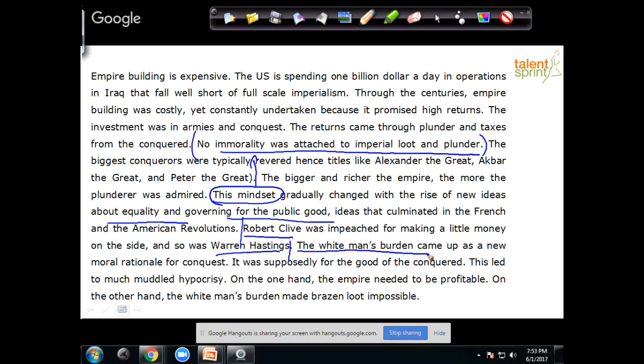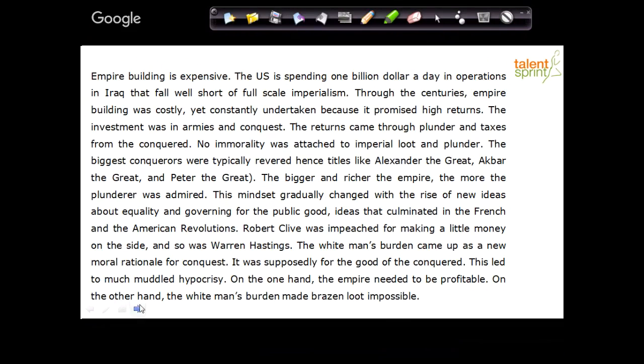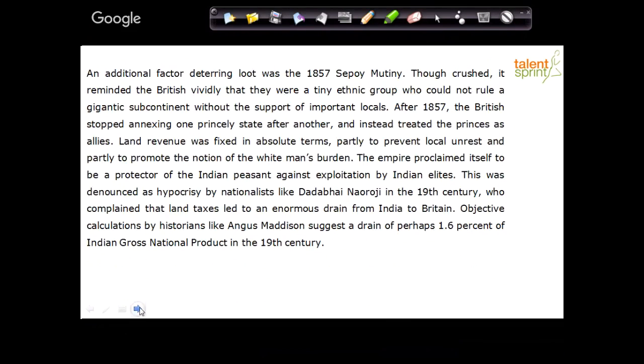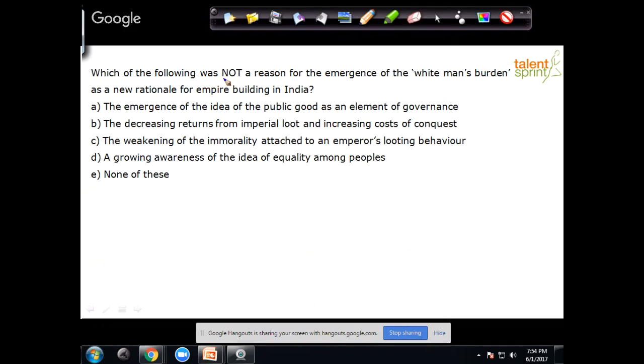The white man's burden came up as a new moral rationale for conquest. So, don't be deceived, even though it's in the context, this is not the reason for the emergence, right? So, equality, public good, all is mentioned there in those options. Before the emergence of it, it was okay, for point B, which is decreasing returns from imperial loot and increasing cost of conquest. So, which of the following was not a reason for the emergence of the white man's burden? B was not the reason.